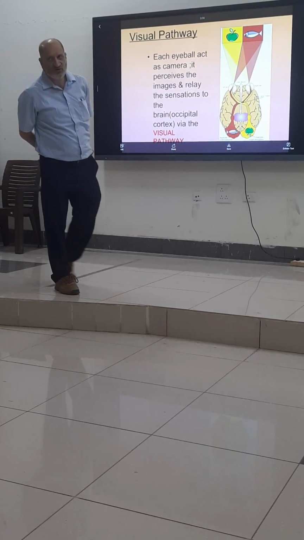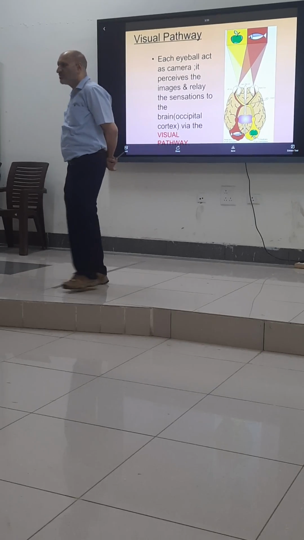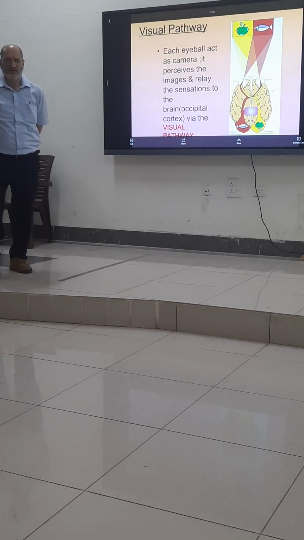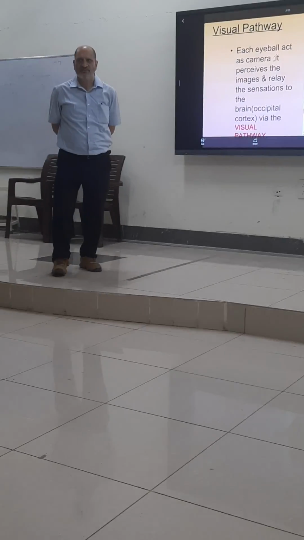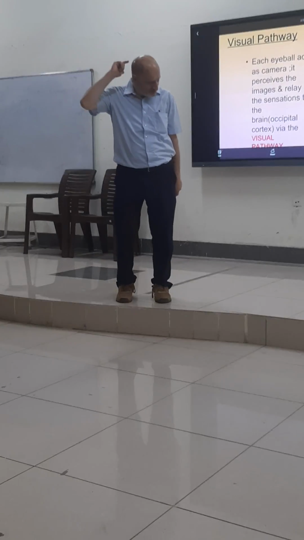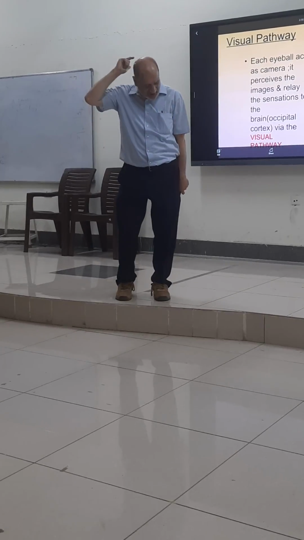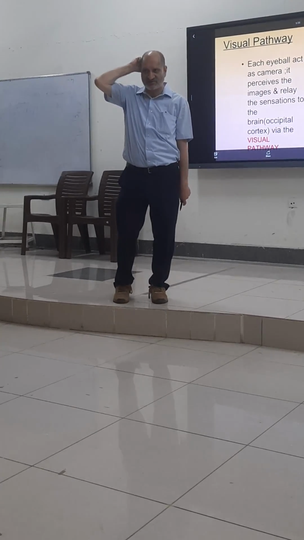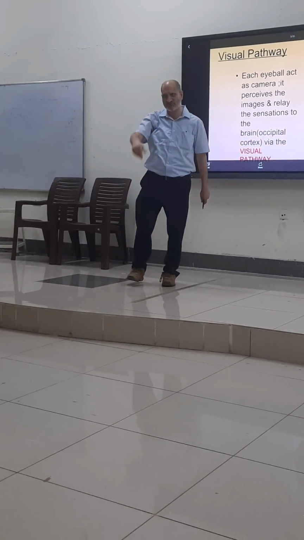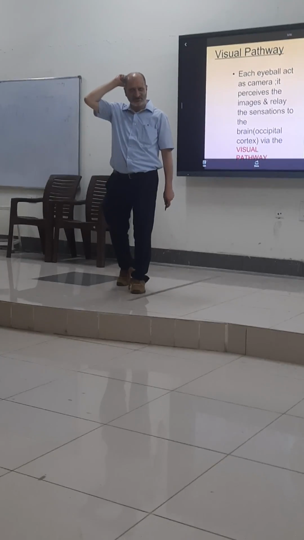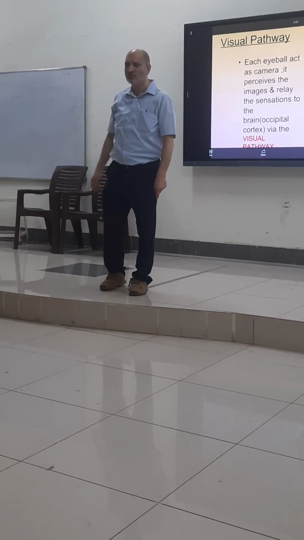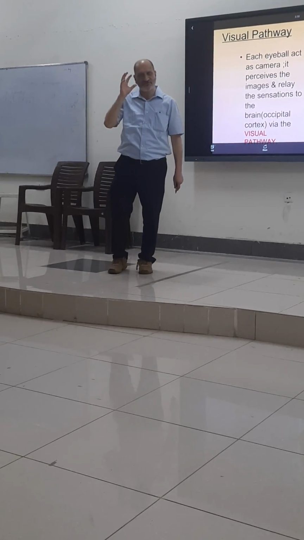What is that fissure called? The calcarine fissure. You can see the occipital lobe is here, and here is the visual cortex. If there is a fracture in the occiput and it damages the visual cortex, you can lose vision.